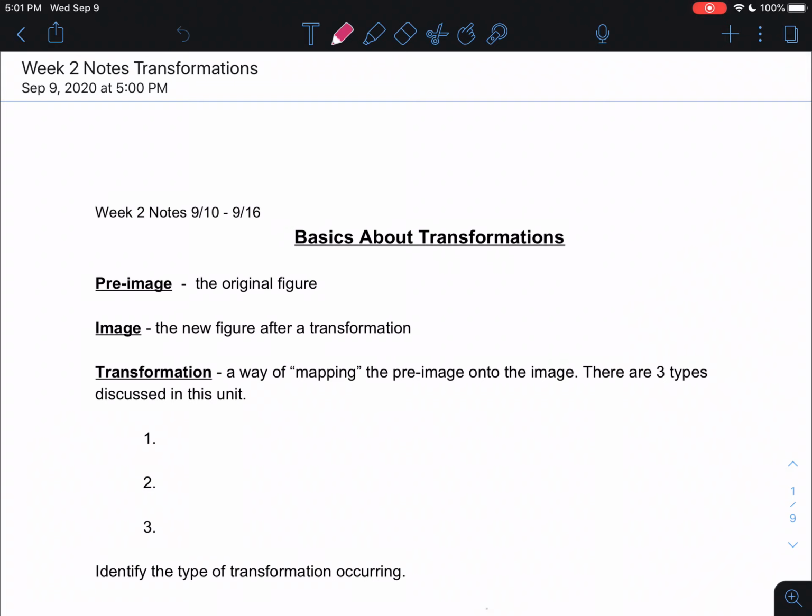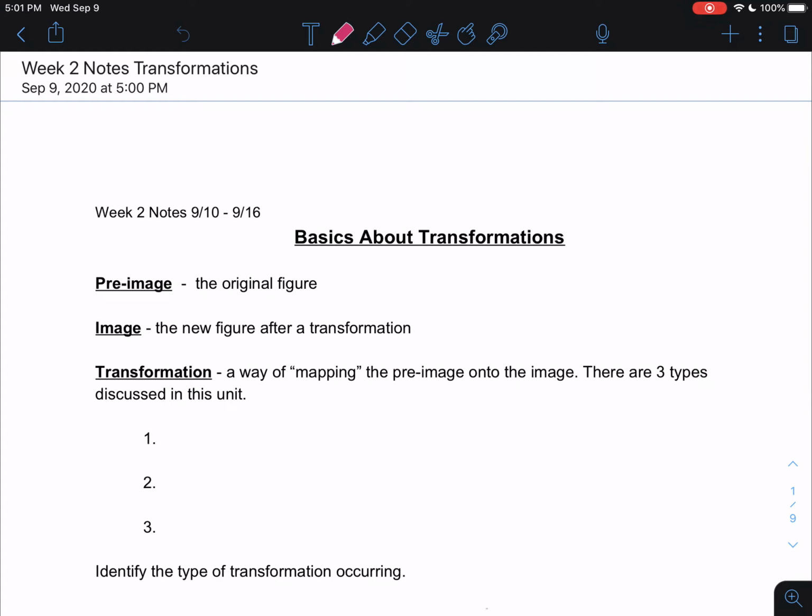Hey guys, so today y'all are learning asynchronously. So let's get into today's lesson. It is just going to be notes, and then there will be a short Delta Math activity afterwards. So make sure you submit that.